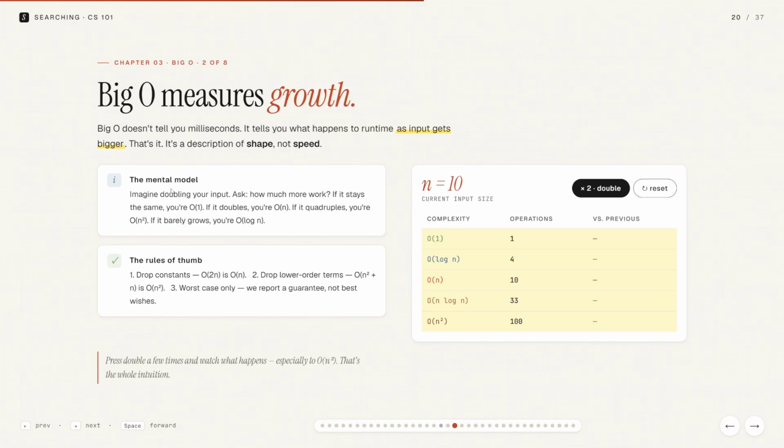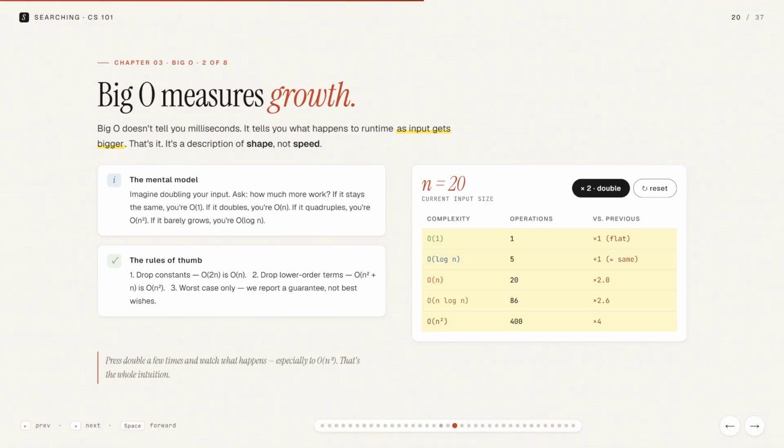Now, here's a bit of an interactive widget that I cooked up for you. It says, n equals 10, with the button labeled times 2 double. Below that is a table showing what happens at this value of n for 5 different complexities. I'm going to press double and we're going to watch what happens. So, n doubled from 10 to 20. Look at what happened to each row.